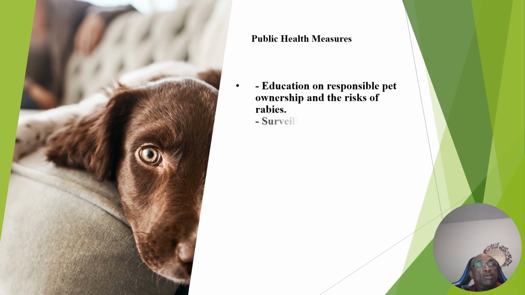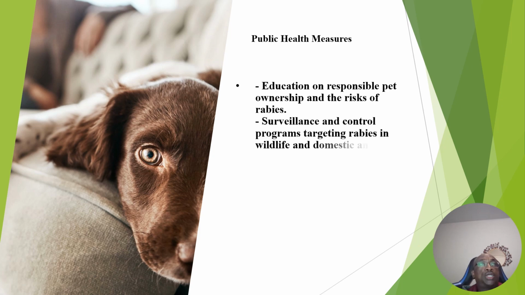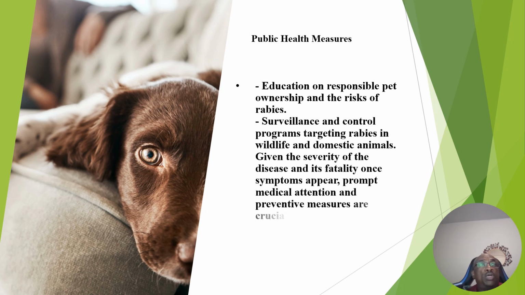Now, public health measures. Education on responsible pet ownership and the risks of rabies is always very important. Surveillance and control programs targeting rabies in wildlife and domestic animals are also very important. Now, given the severity of the disease and its fatality once symptoms appear, prompt medical attention and preventative measures are crucial for managing and preventing the spread of rabies.